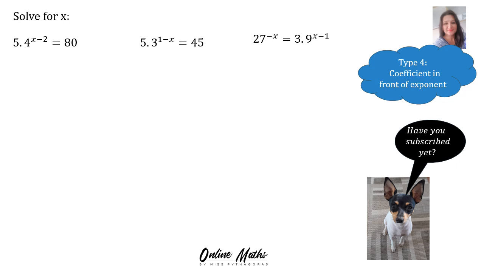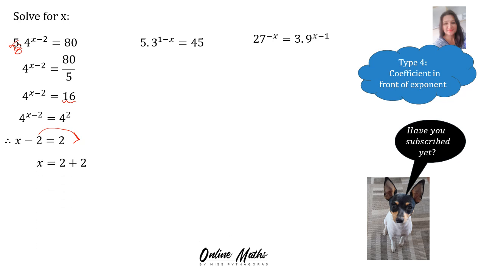The next type 4, is where the coefficient is in front of the exponent. Now, if you look at the first example, suddenly there's a 5 in front of 4 to the x minus 2. So what you do is you're going to divide the 5 away, both sides. So on the left-hand side, when you divide with 5, it cancels with that 5. And then on the right-hand side, 80 divided by 5 is 16. And what you do next is you're going to take 16 and prime factorize it and write it as 4 squared. And then you say bases are the same, therefore we equate exponents. X minus 2 is equal to 2, and then the negative 2 goes across and it becomes plus 2, therefore x is equal to 4.